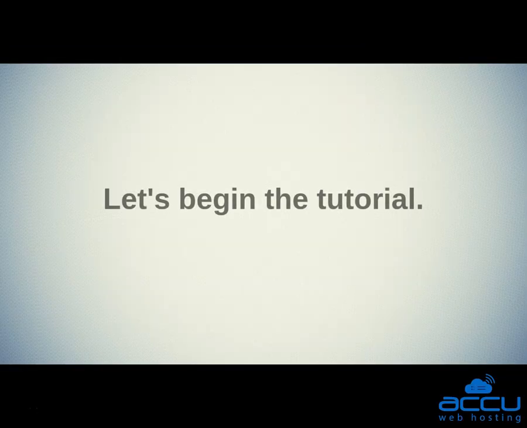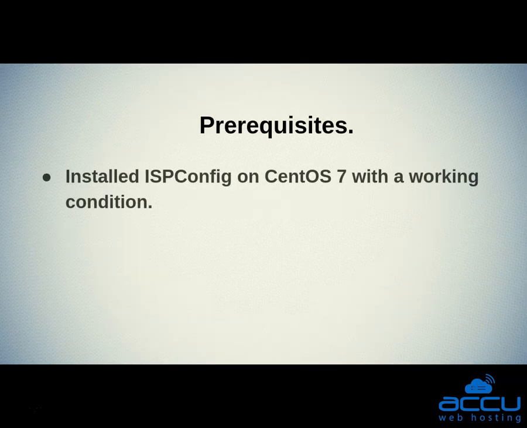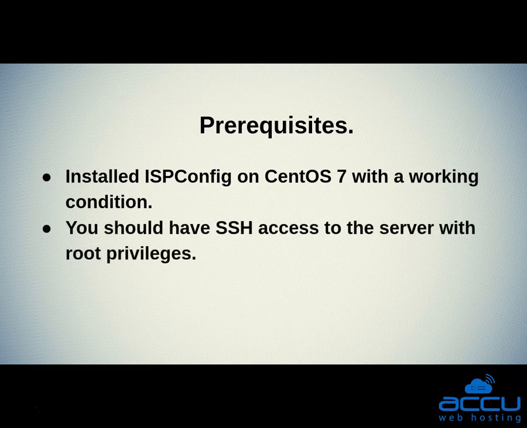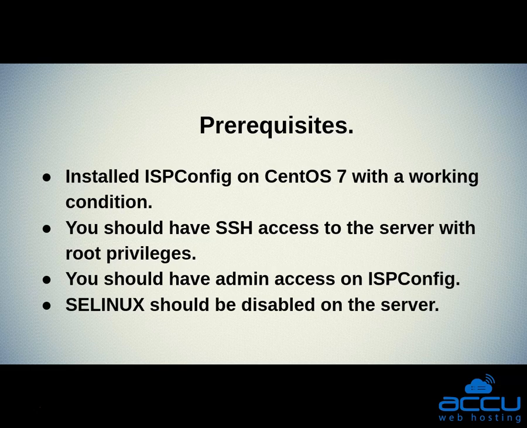Let's begin the tutorial. First, we will check the prerequisites. Installed ISPConfig on CentOS 7 in working condition. You should have SSH access to the server with root privileges. You should have admin access on ISPConfig. SELinux should be disabled on the server.